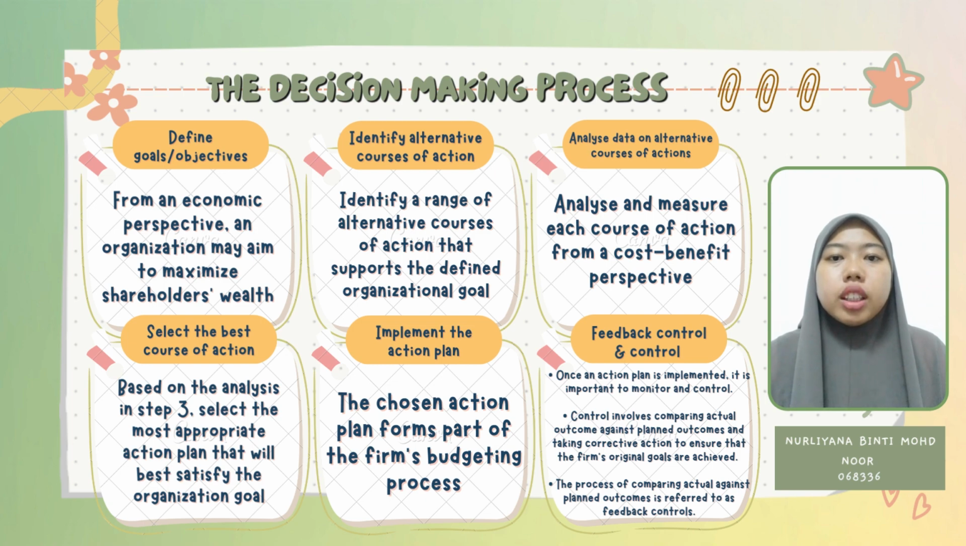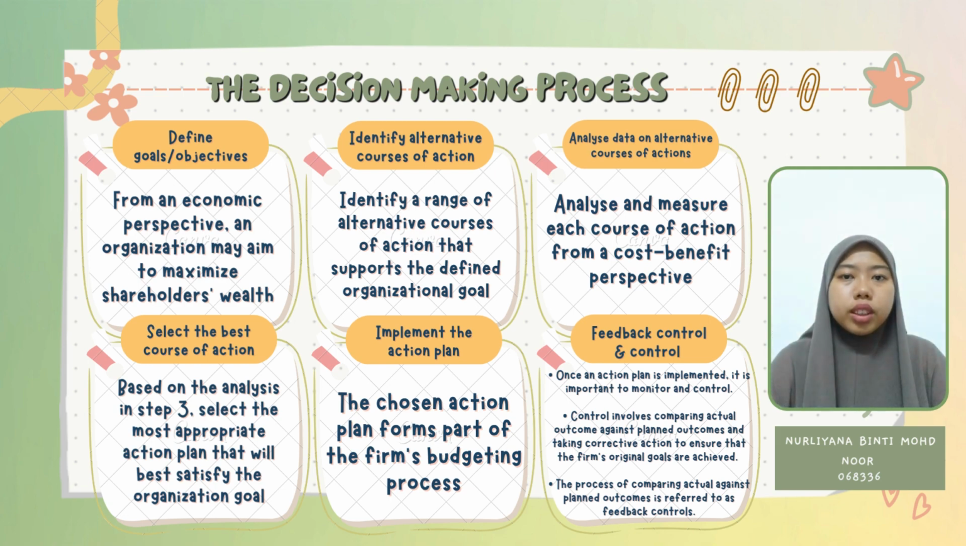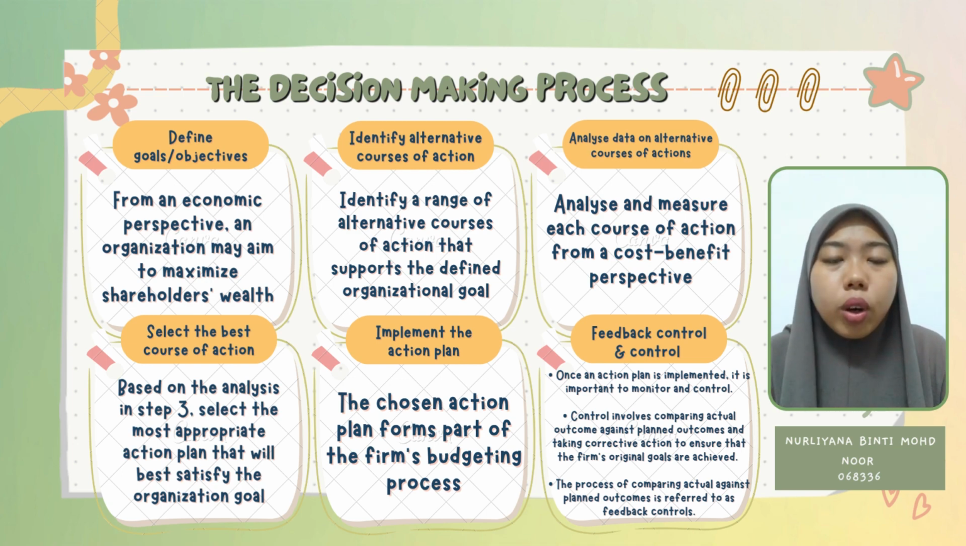Fifth, implement the action plan. The chosen action plan forms part of the firm's budgeting process. The last one is feedback control. Once an action plan is implemented, it is important to monitor and control. Control involves comparing actual outcomes against planned outcomes and taking corrective action to ensure that the firm's original goals are achieved. The process of comparing actual against planned outcomes is referred to as feedback control.